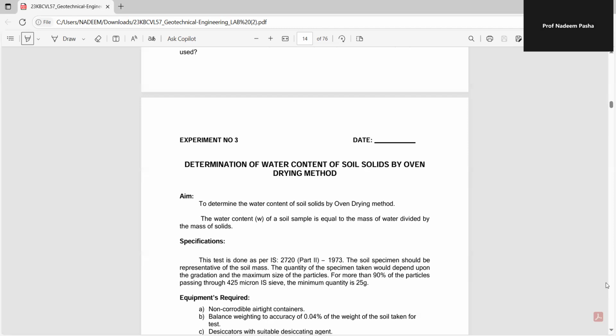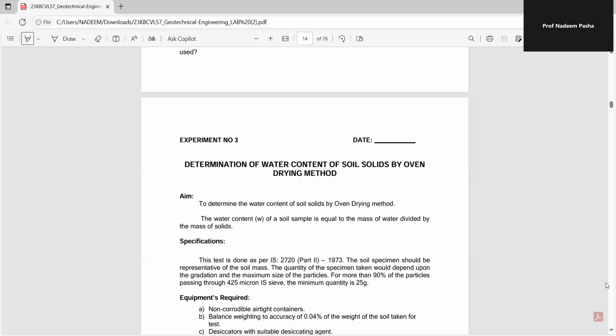The quantity of the specimen taken would depend upon the gradation and the maximum size of the particles. For more than 90% of the particles passing through 424 micron, the minimum quantity is 25 gram. So specification is very important. Which specification are you using for determination of water content? IS 2720 part 2, 1973.